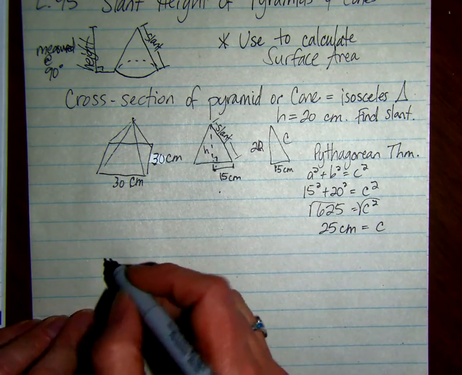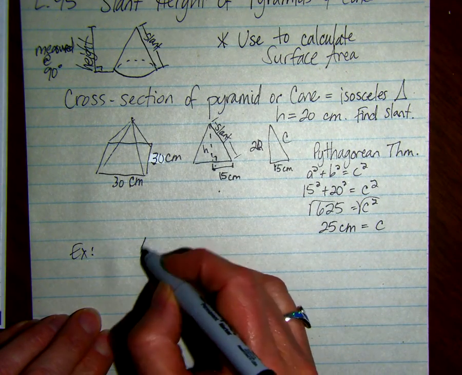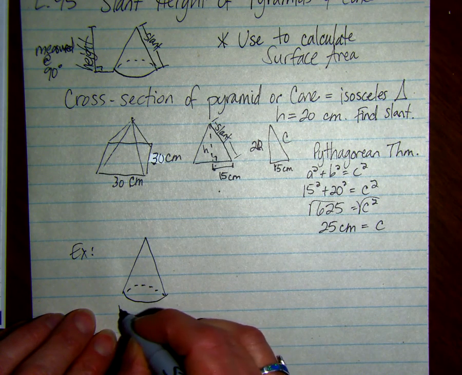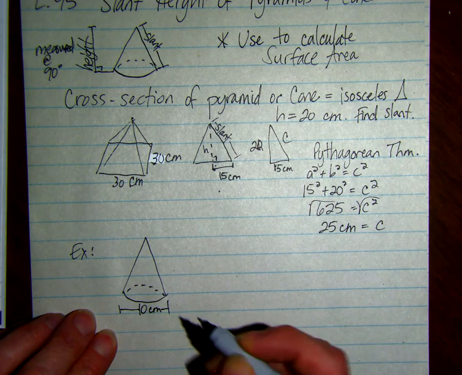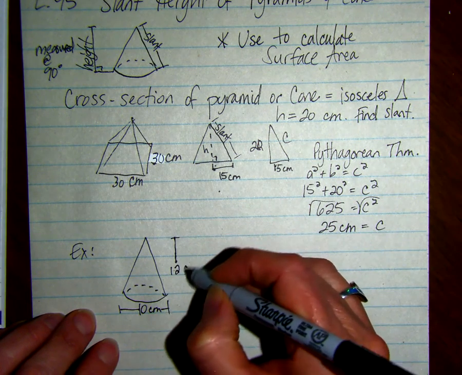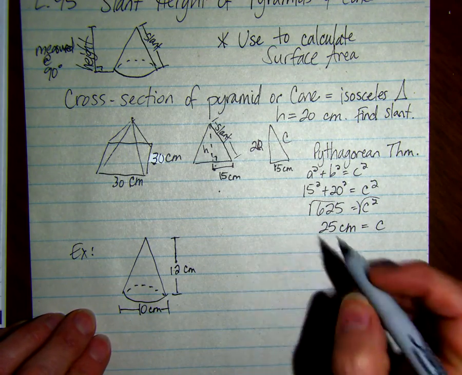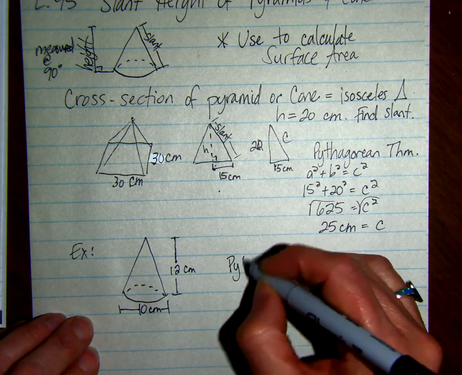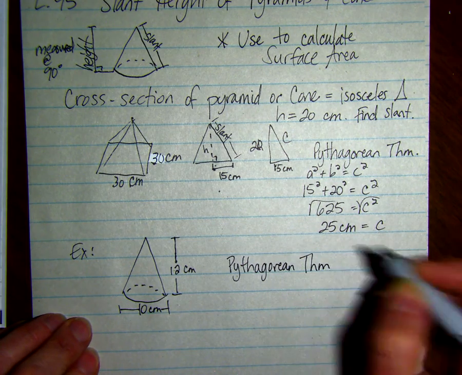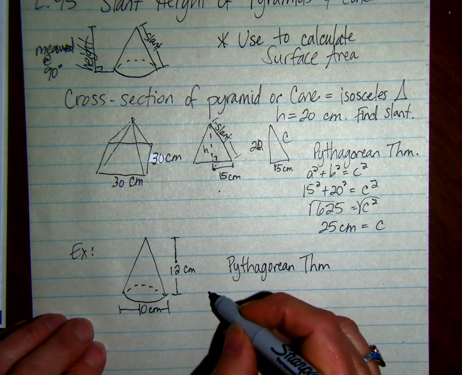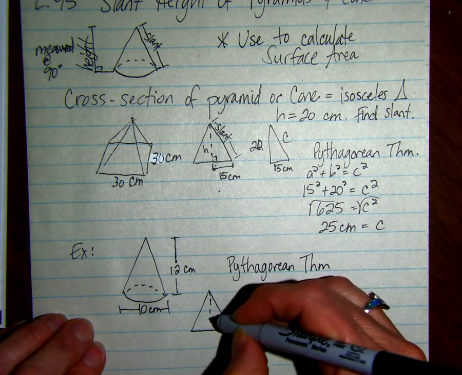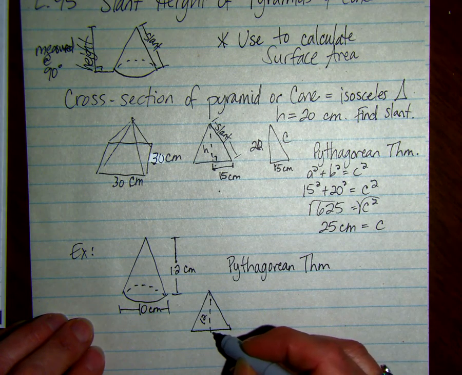Let me show you another example using a cone. If the diameter of the base is 10 centimeters, and the height of the cone is 12 centimeters, what is the slant height? Again, we're going to use the Pythagorean Theorem. Imagine if we were to cut right down the center, we're going to have this isosceles triangle where the height is 12 and half of the base is 5.